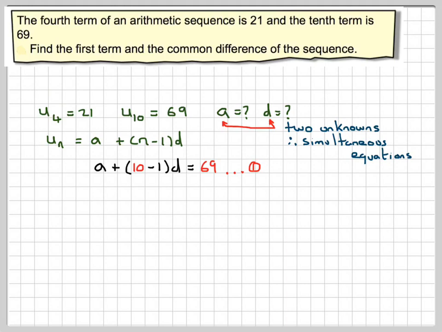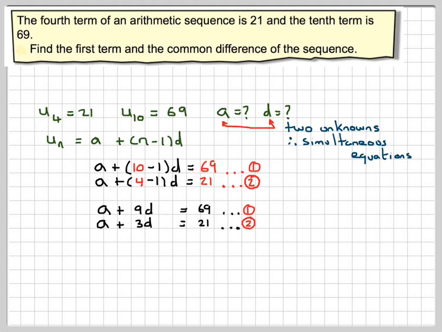10 minus 1 is 9, so it's going to give A plus 9D is equal to 69. And then for the second one, we're going to have that A plus 4 minus 1, the fourth term, is equal to 21. Writing those out in more simplified form, we've got A plus 9D is equal to 69, and then A plus 3D is equal to 21.